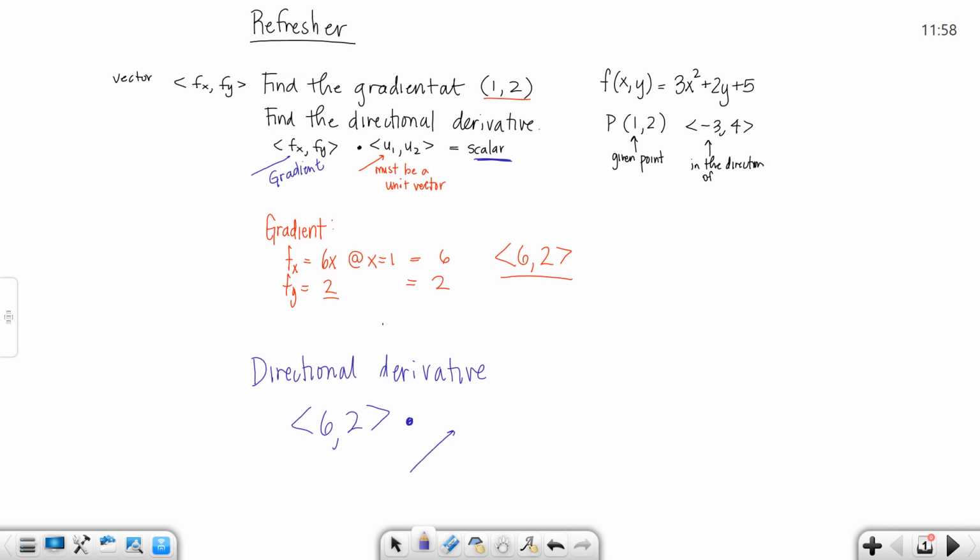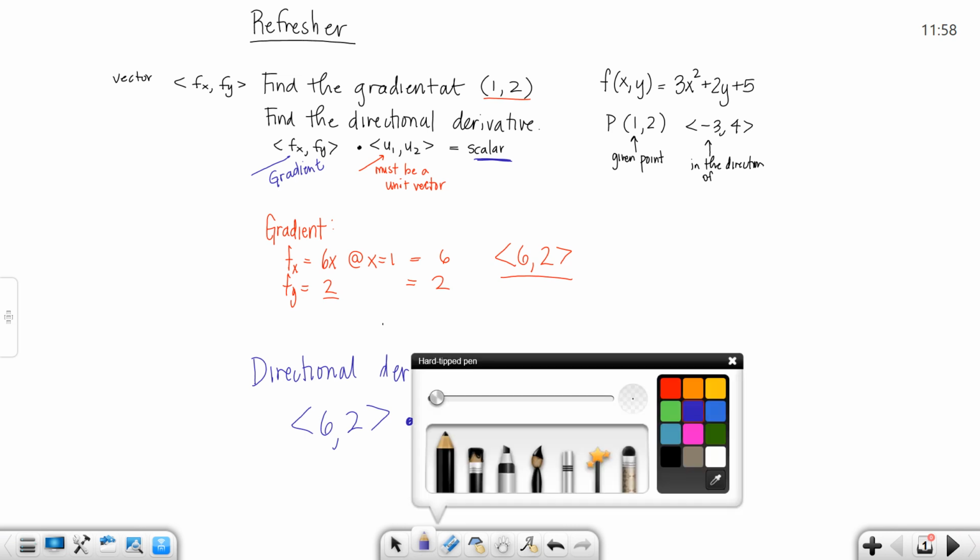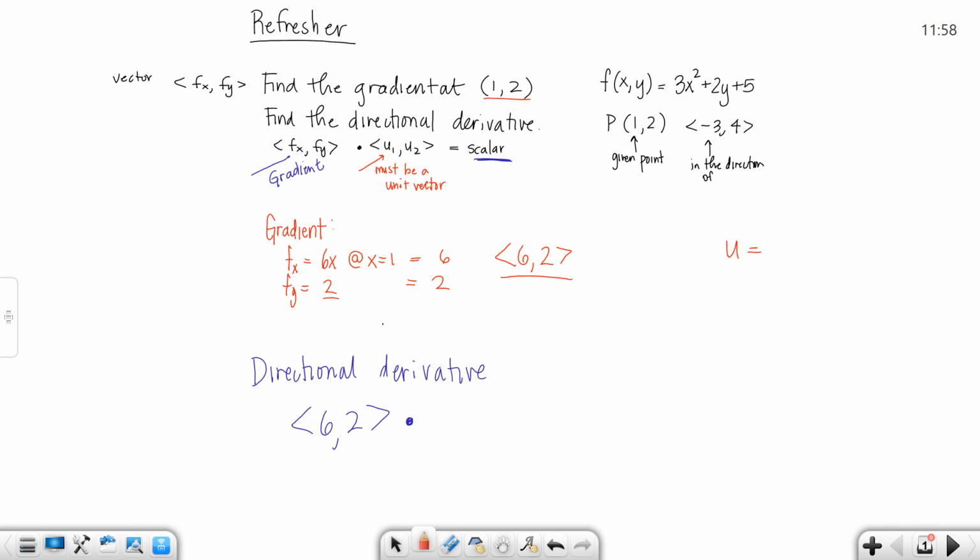You cannot put (-3, 4) here. The reason you can't put (-3, 4) here is it's not a unit vector. So you have to make it a unit vector first. Let's call it u for unit vector. The unit vector, to find it, let's do this first. So we're going to have (-3, 4), and we're going to put it over its magnitude to make it a unit vector.